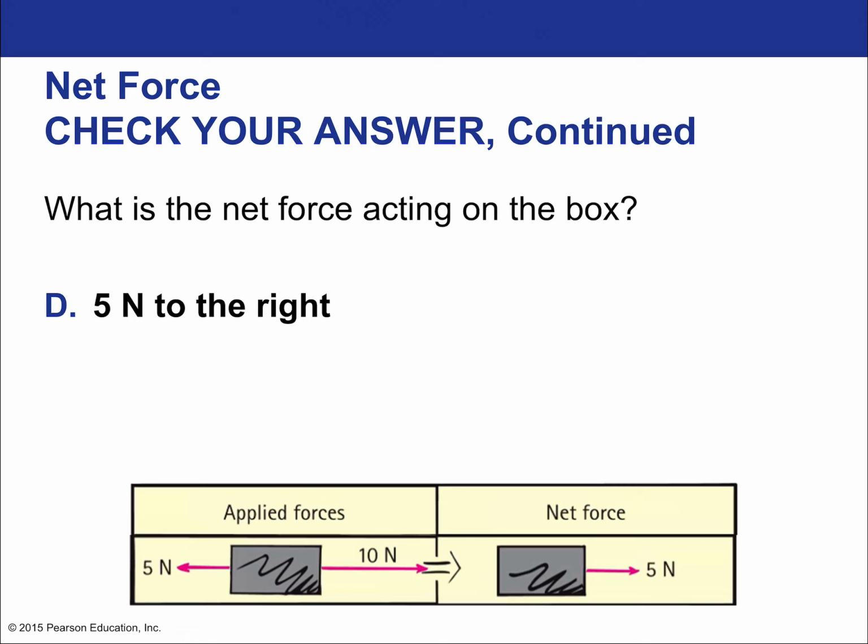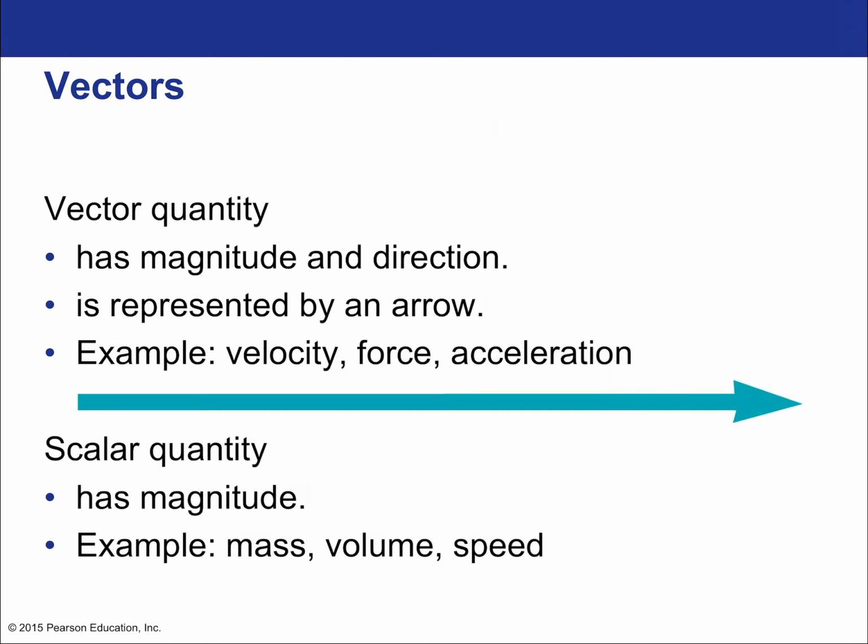Just adding them up. And you can kind of see, and you can imagine the vectors too, right? I take the 10 one, and then I take the 5 one, and then that cancels out all this. So all that's left is one that's half as long, and that's the remaining 5 newtons to the right.